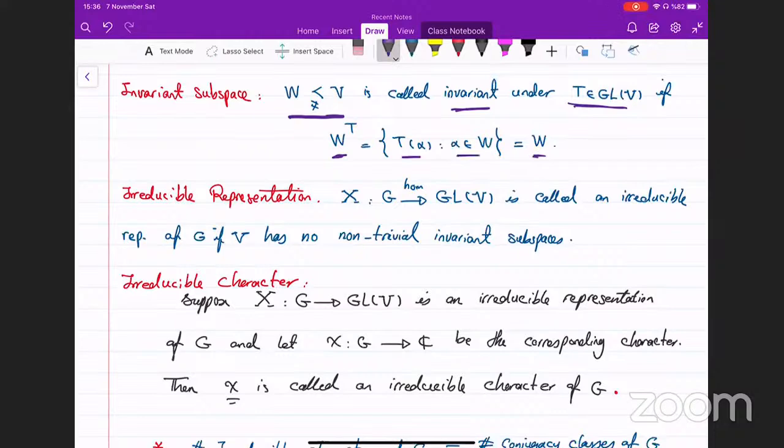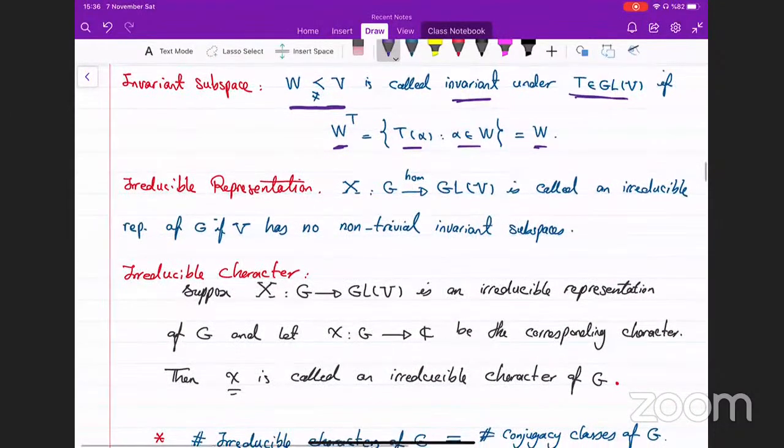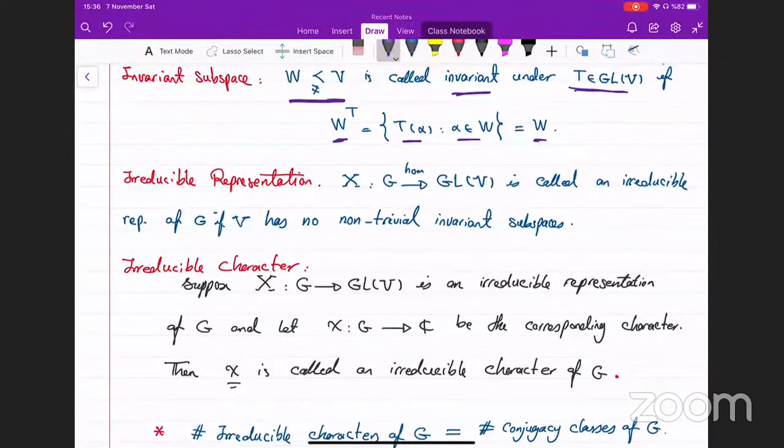So what do I mean by irreducible representation? A representation, like this homomorphism, is called an irreducible representation of G if the vector space that I work with has no non-trivial invariant subspaces.